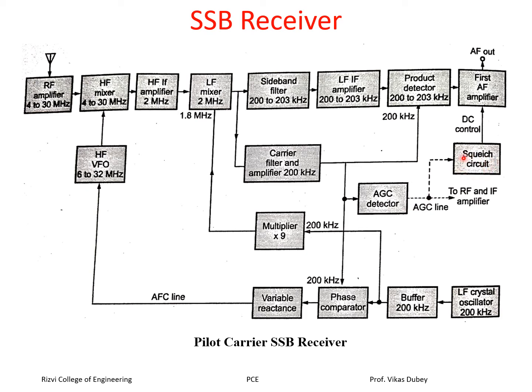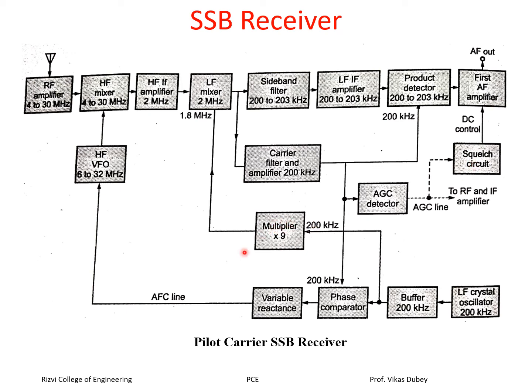The function of the squelch circuit is the same as in the communication receiver, which is to cut off the receiver when there is no carrier. Based on the AGC, if the AGC voltage is 0, it will quit the circuit and there will be no output, because there is no carrier. When the AGC is negative, it works normally and output will come. This is the function we have already seen.